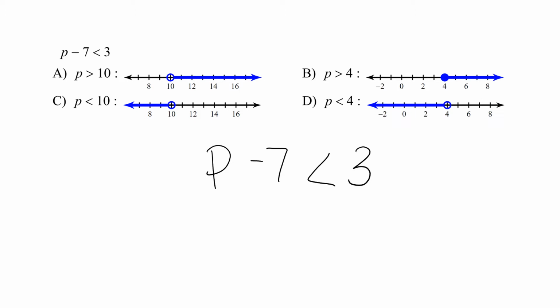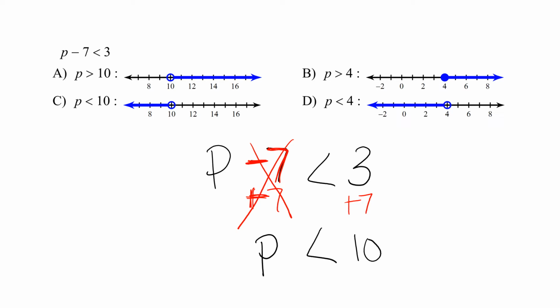To solve a one-step inequality, you're going to do exactly what you do whenever you're solving one-step equations. You're going to look at what's happening to your variable, the p. It's minus 7, and you're going to use the inverse operation of minus 7, which is to add 7. The reason we do that is because subtracting 7 and adding 7 undo each other, so those go away, giving me my variable of p alone on the left-hand side. And then I think, well, what's 3 plus 7? That's 10. And I look at my inequality symbol, it's less than, so I keep it.